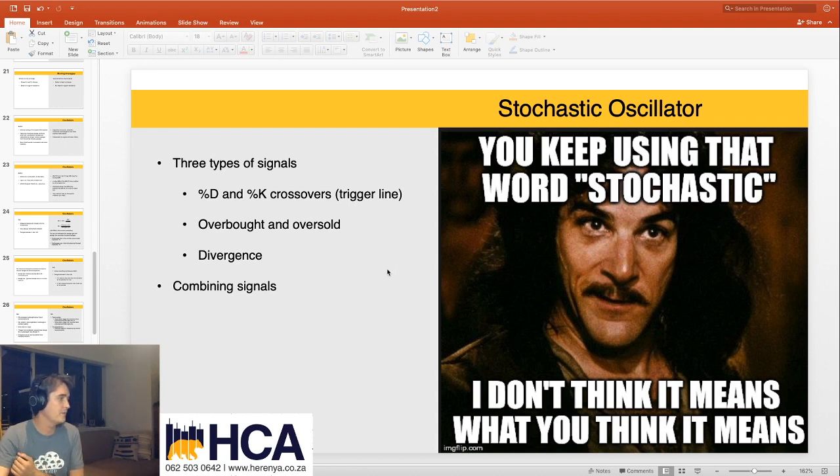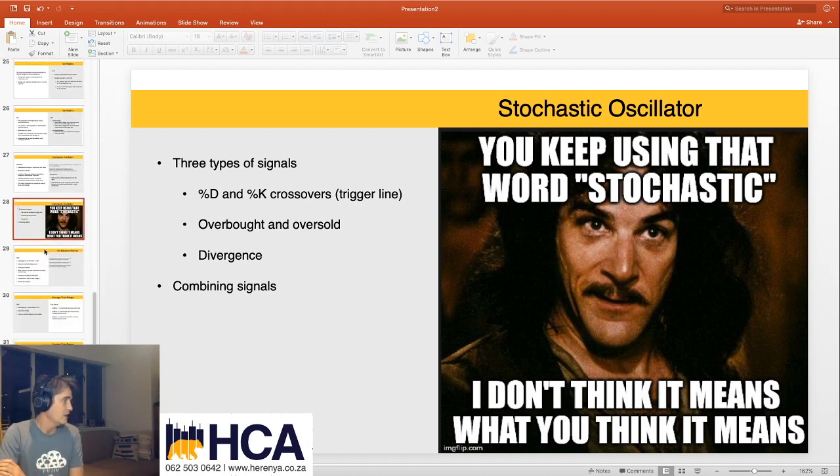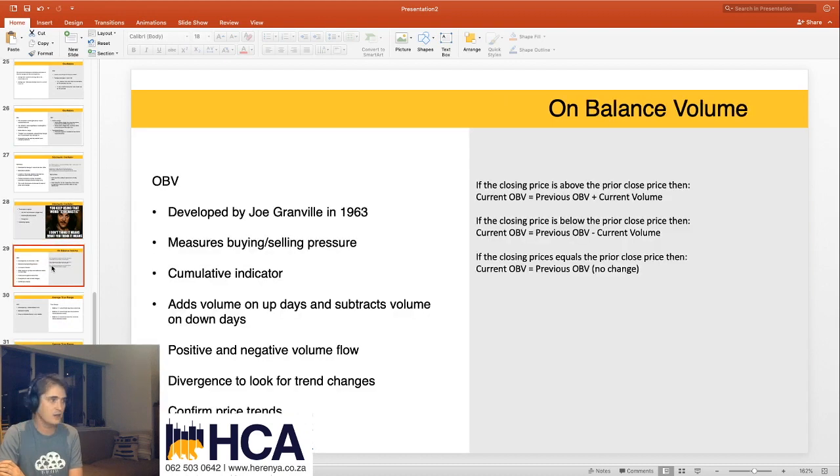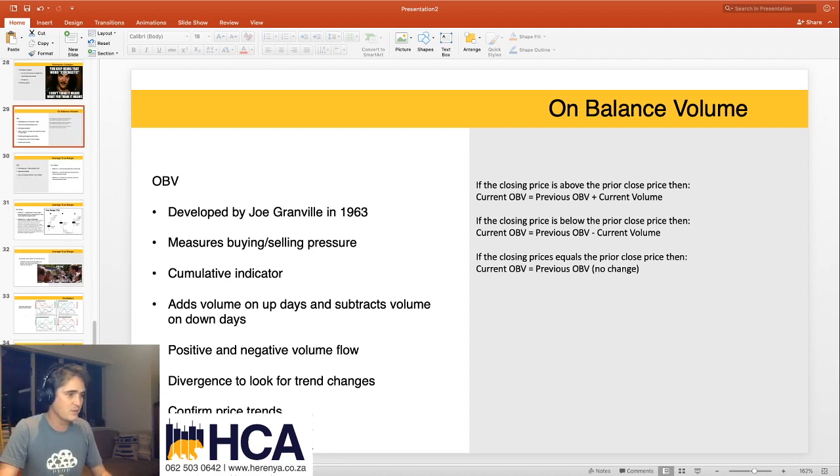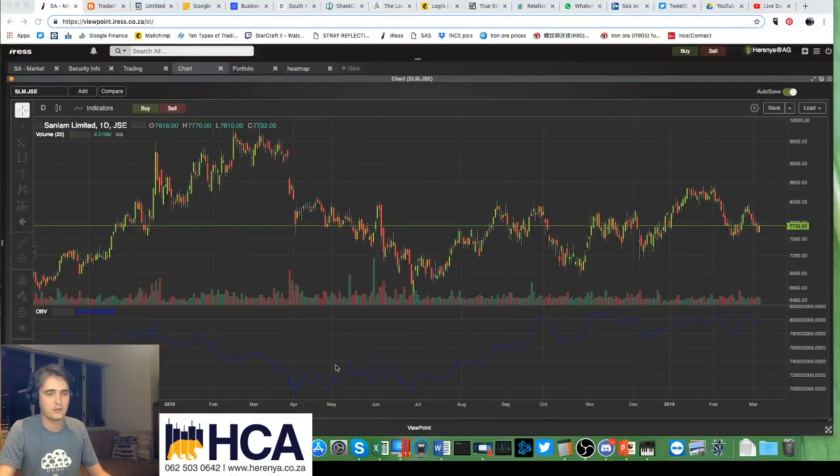In any case, there are 3 different types of things: overbought, oversold, divergence, and then the trigger lines as well. Alright, so we are almost there. Then we looked at on-balance volume. On-balance volume is basically a cumulative indicator that takes the volume of today, and if the day is up, it adds it to the previous day. If the day is down, it subtracts it from the previous day.